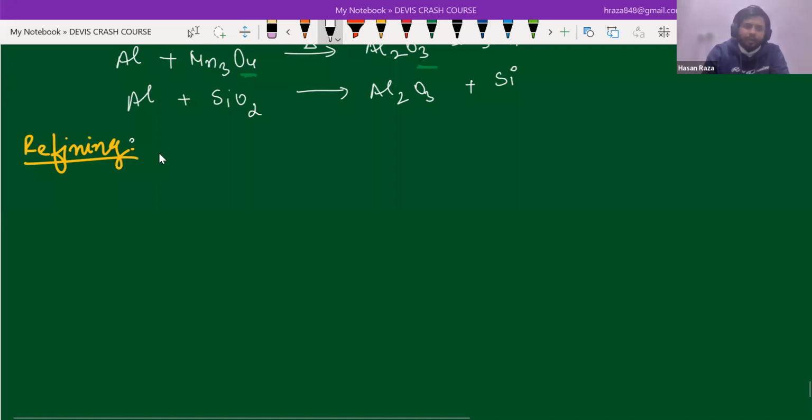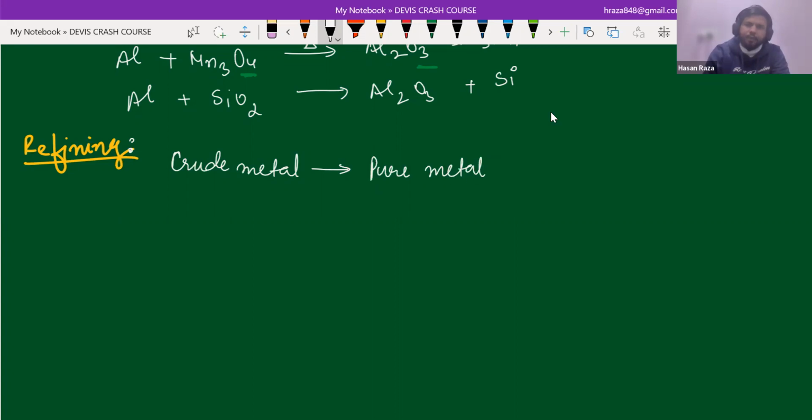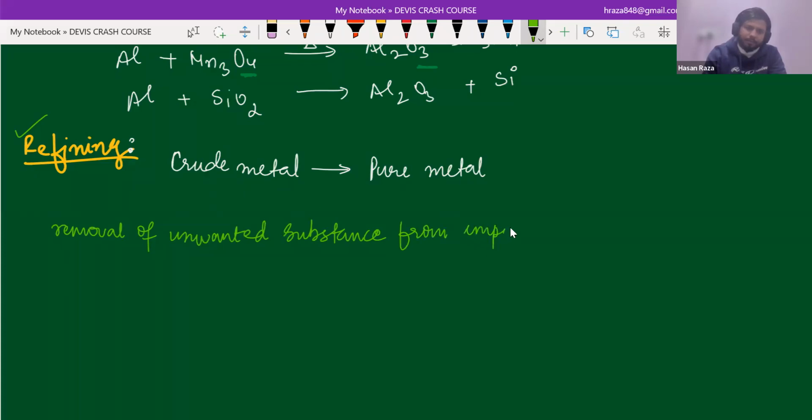Okay. Refining, and it is from crude metal into pure matter. And I think it's very easy. There are processes that we do refining. So basically what it is, basically the removal of unwanted substance from impure matter or crude matter.